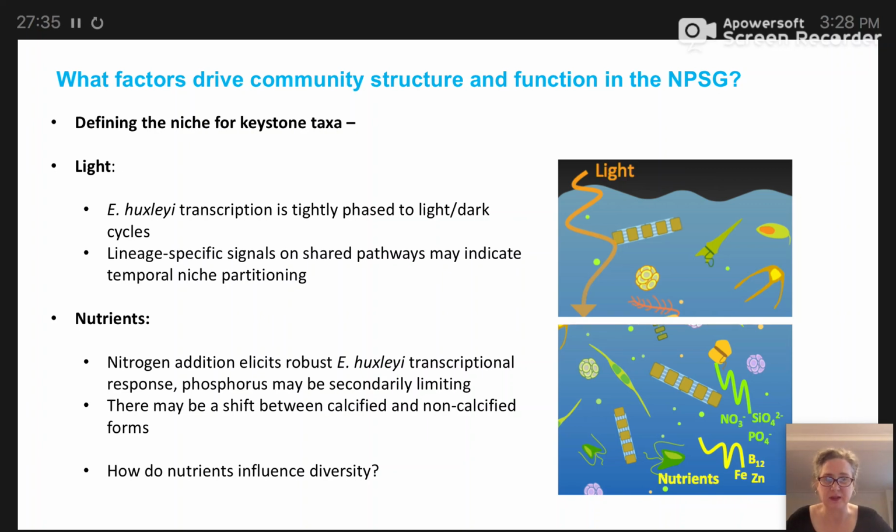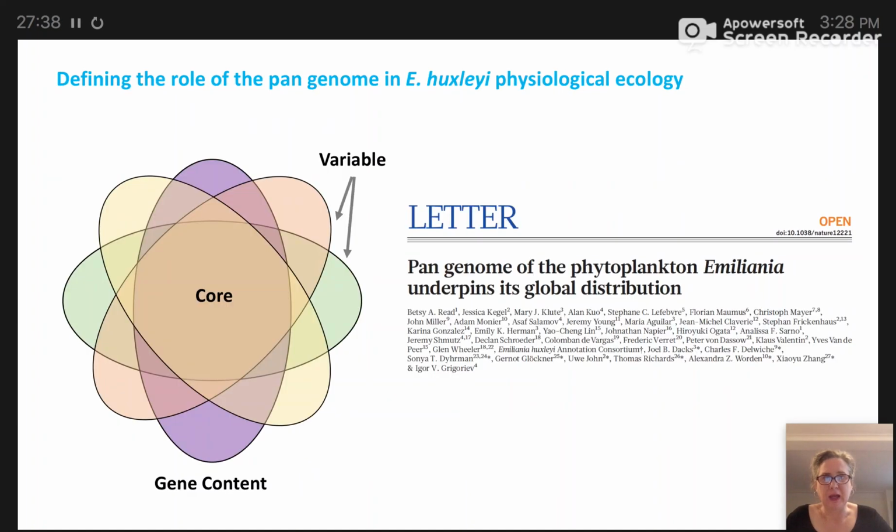nutrients influence EHUX diversity? And for that, I want to go back to the idea of the pangenome and really work to define the role of the pangenome in E. huxleyi physiological ecology in these populations. So the idea of a pangenome means that you have a core set of genes that really define E. huxleyi. All E. huxleyi strains carry these genes in their core. But each E. huxleyi strain also carries a set of variable genes, which may be shared by other strains but are not found in all strains.